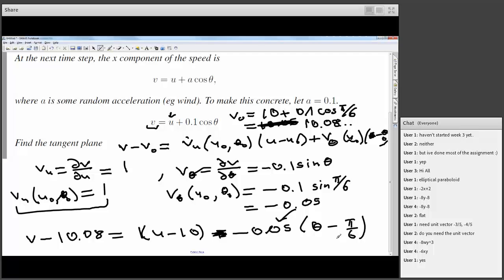And that gives you our version of our tangent plane. So where we can use this tangent plane is, if we know what U is, it's 10, but also if we know the amount of error we have for U and the amount of error we have for theta, we can then start estimating errors for V as well. And that's the sort of trick you can apply.